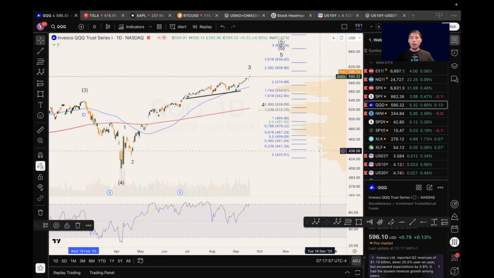QQQ's move is more advanced than SPY in terms of the relative levels. It's now trading near the 2.38 extension of this wave 1, and we are already in stretched territory for this wave 3.